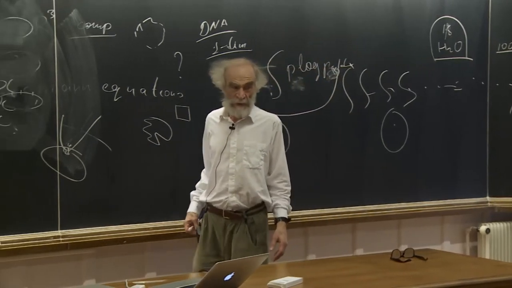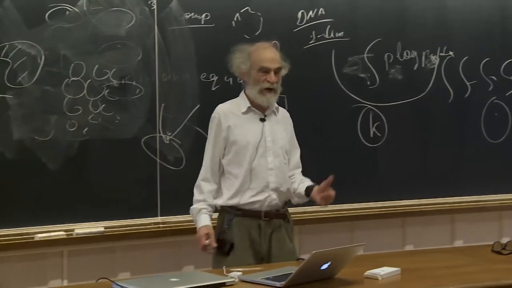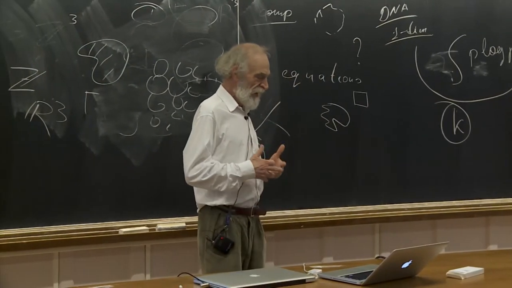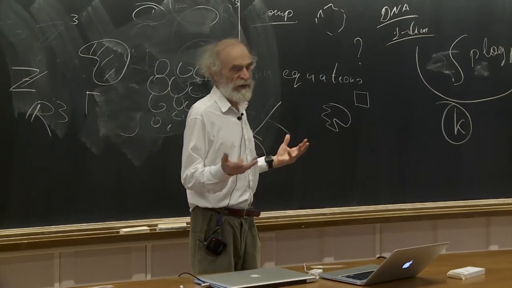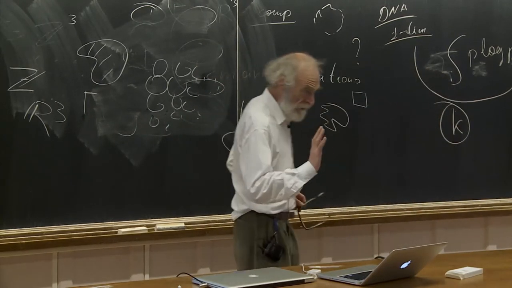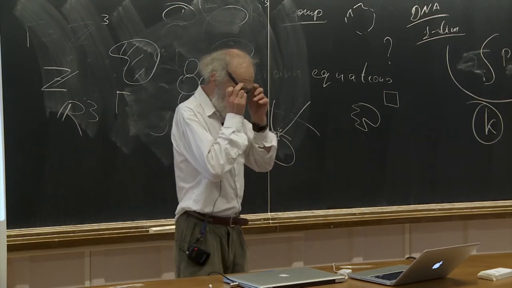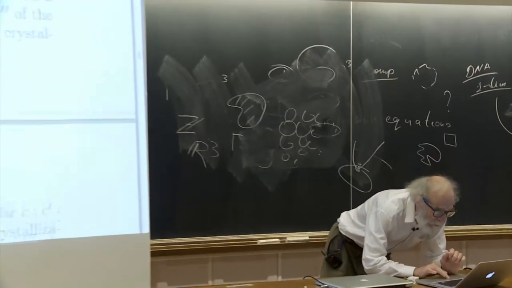And the same may be true about proteins with many particles. If you have particles of different size, it may have completely different mathematics, and the crystal will be of a completely different type. A priori, from what I said, it still may be a crystal. It still would have some symmetry, but it may be symmetry of somewhat different type. Okay.